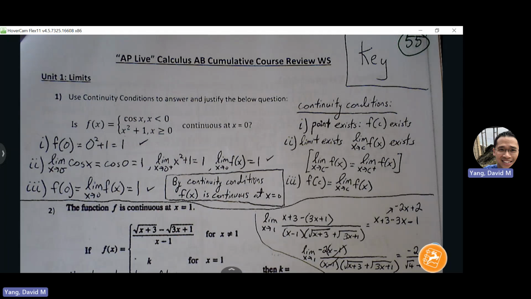But here, I can plug in 0, get a real number, get a 1, evaluate the one-sided limit, they match, I get 1 as well. First condition is 1, second condition is 1. So by continuity conditions, my function is continuous.